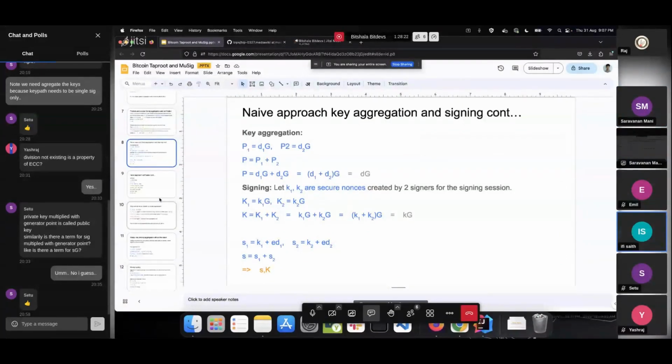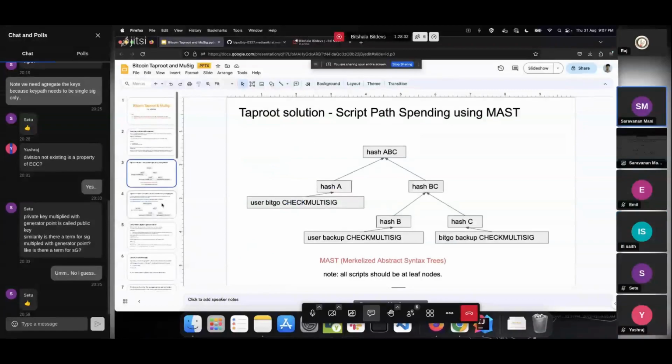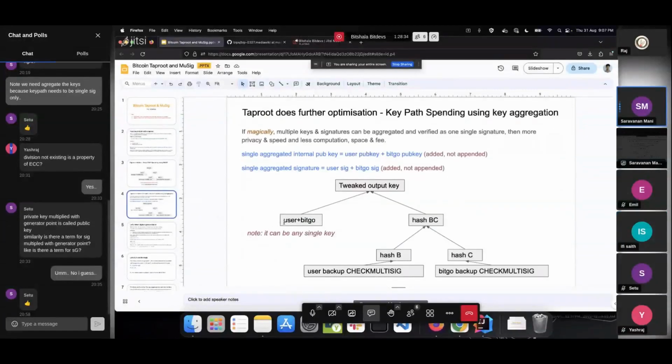What is the real use case of signature aggregation? Is it more on the privacy side? Is it on the cost side, or is something else that we're missing here? Both. We discussed here, right?